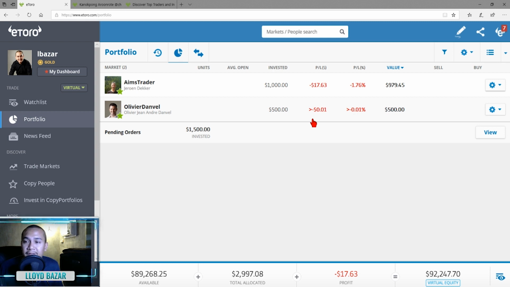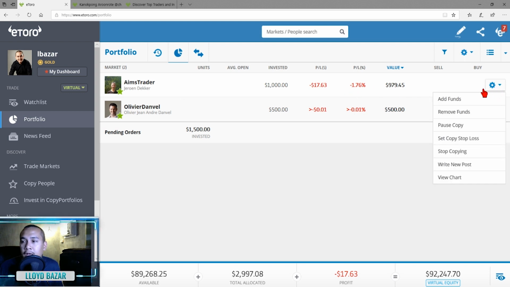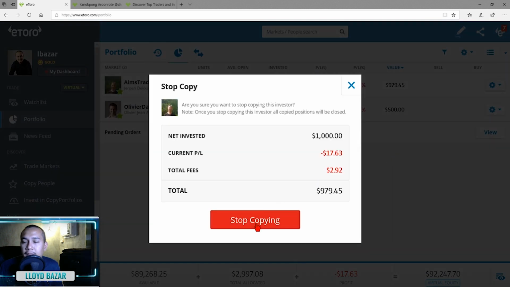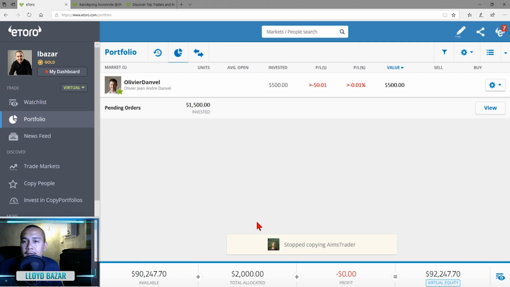And if you want to stop copy trading, for example, with Ames Trader, I'm losing with him and I don't want to copy him anymore, I can always click on stop copying right here. If I click on stop copying and confirm, then it's going to close my positions and withdraw the money back into my portfolio. Okay, so that is how it works.